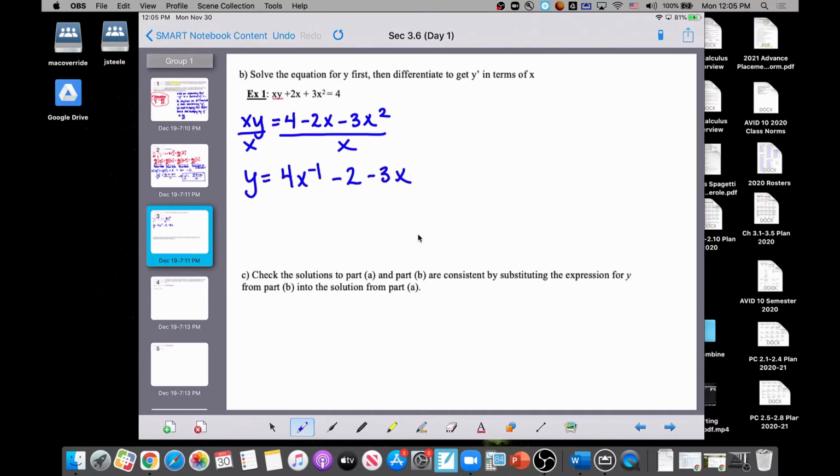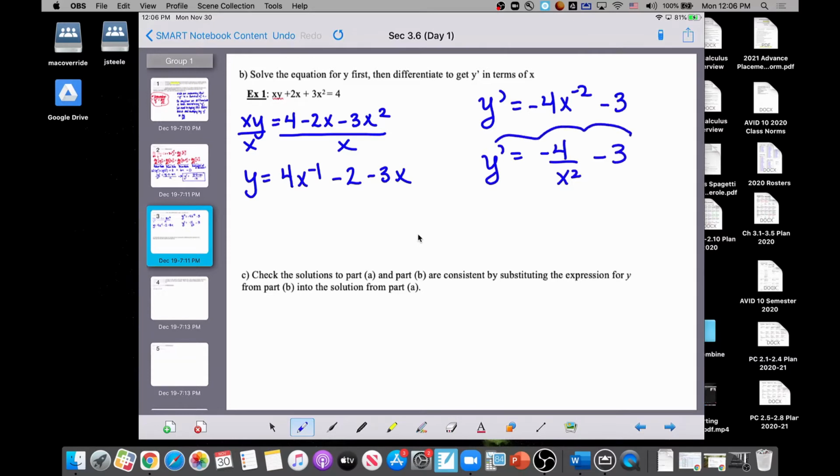So now I can easily find my y prime just using the power rule. So my y prime is going to be, for my first term, bring down the negative 1, multiply it times the 4. We're going to get negative 4x to the negative 2. My second term, the derivative of a constant is 0, so that negative 2 disappears for my derivative. And then my third term, the derivative of negative 3x is negative 3. And then, of course, I can write my first term as negative 4 over x squared minus 3.